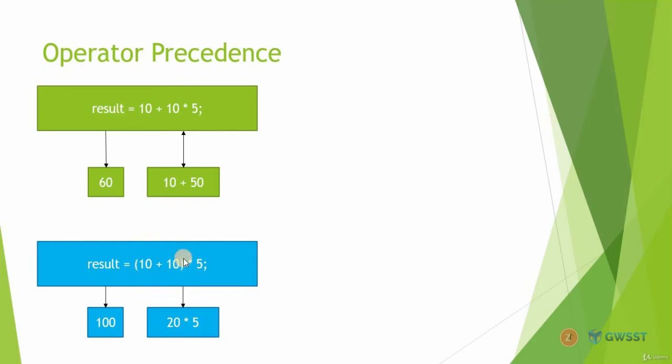So if you want the answer to be exactly how you want it and you want the addition to happen first, then you'll have to put it inside parentheses. So that would be 10 plus 10 in parentheses, and then you multiply that by 5. What happens here is the 10 plus 10 gets added first and then it gets multiplied by 5, and those values are stored as 100.